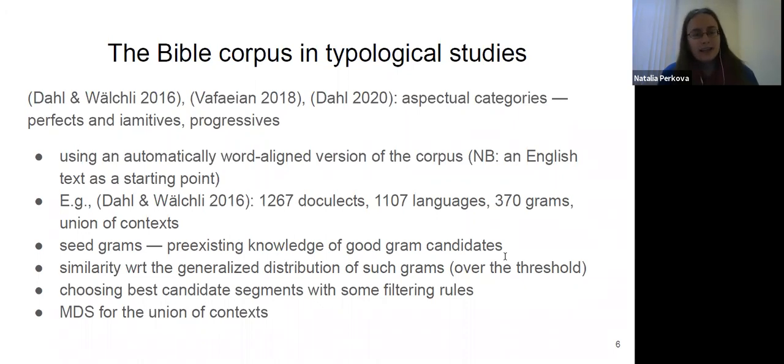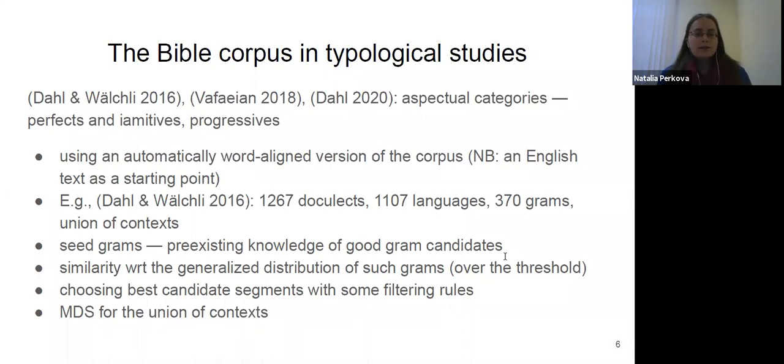In this case, the authors mainly used the word-aligned version of the corpus, made by Robert Östling from Stockholm University. Usually it's an English text which serves as a starting point, so that you project all the word annotations to the other texts. In these cases, there were already massive samples, though in one work it was a smaller sample, but this has already expanded, and the procedure is a little bit different here.